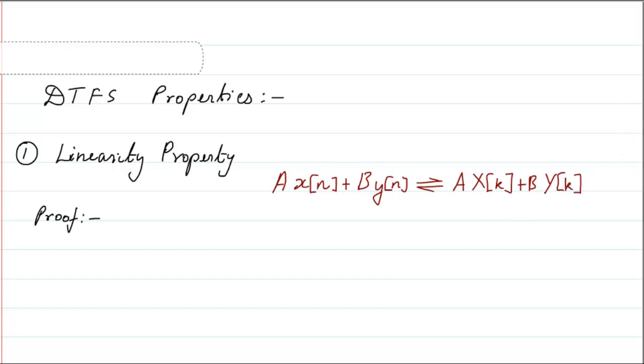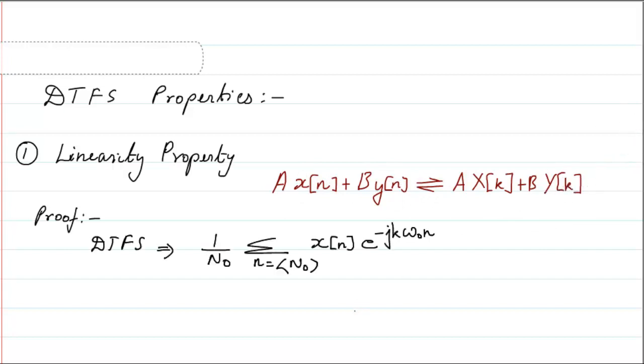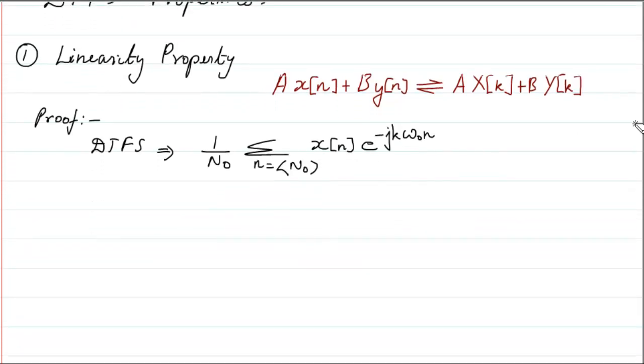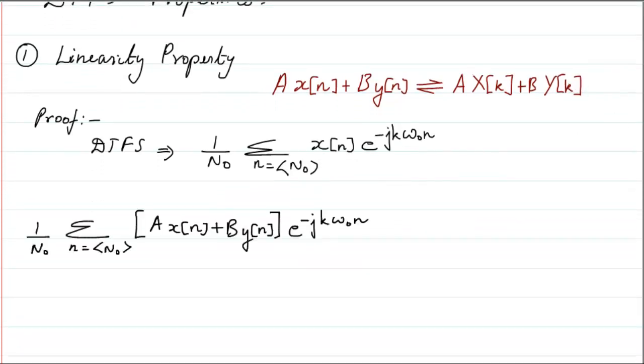Let us prove this. We know the equation of DTFS is 1 by N naught, summation within the period N naught, multiplied with x of n, multiplied with e raised to power minus j k omega naught n, where omega naught we all know is 2 pi by capital N naught. Now if I want to take the DTFS of this one, the same equation I can rewrite, as you can see, instead of x of n, I have written this equation.